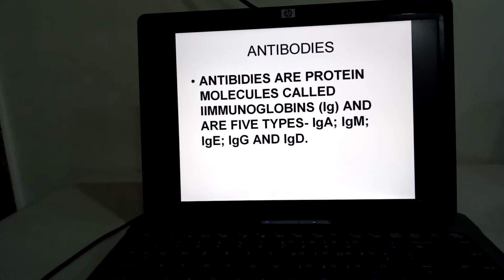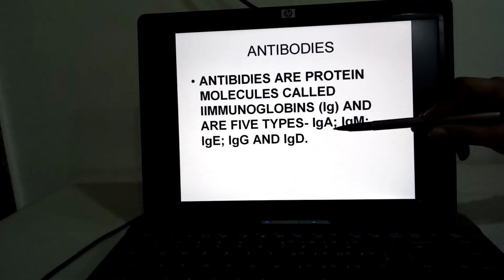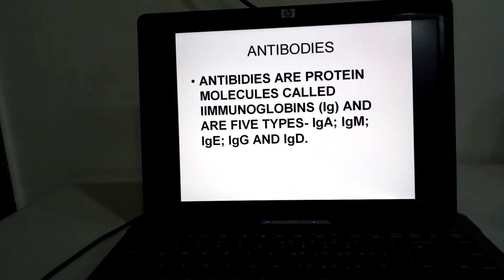Out of which this IgA antibody is present in the mucous membranes lining the respiratory and gastrointestinal tract. That means the lining of the respiratory and gastrointestinal tract is protected with the help of such antibodies, and these antibodies prevent the action of pathogens on these portions.